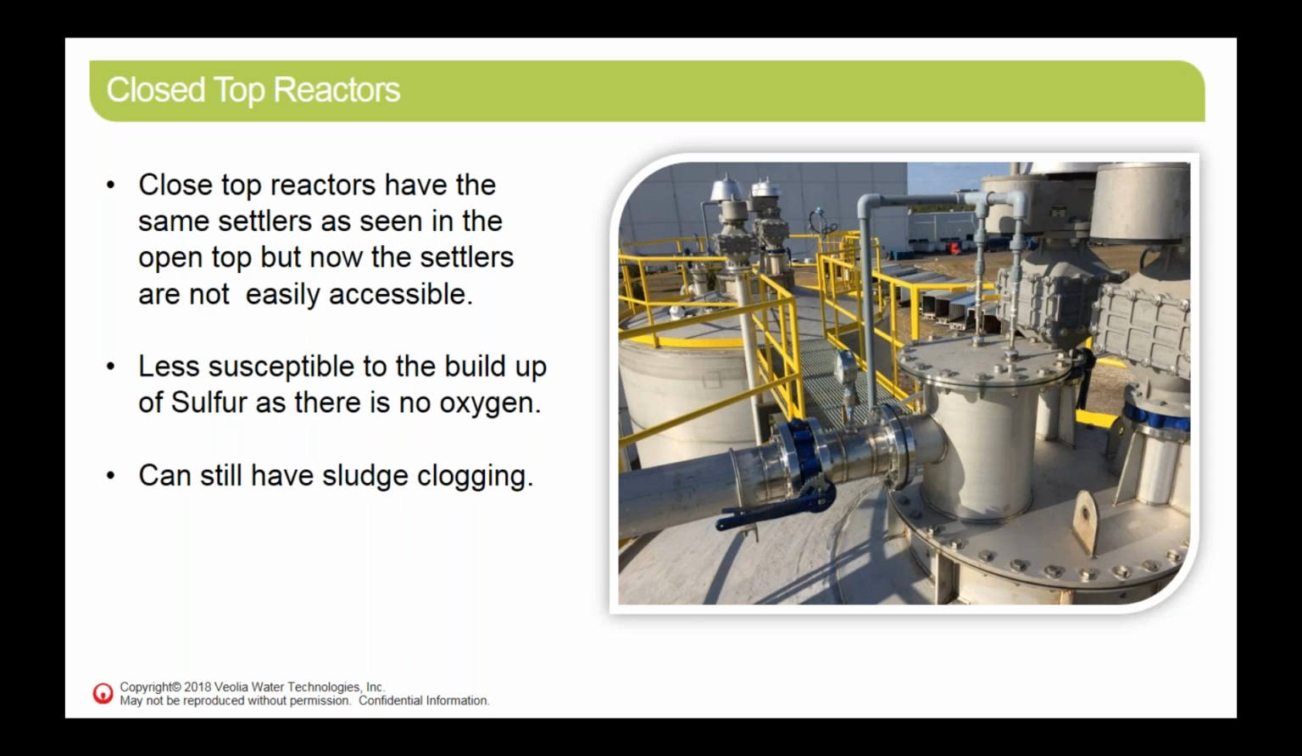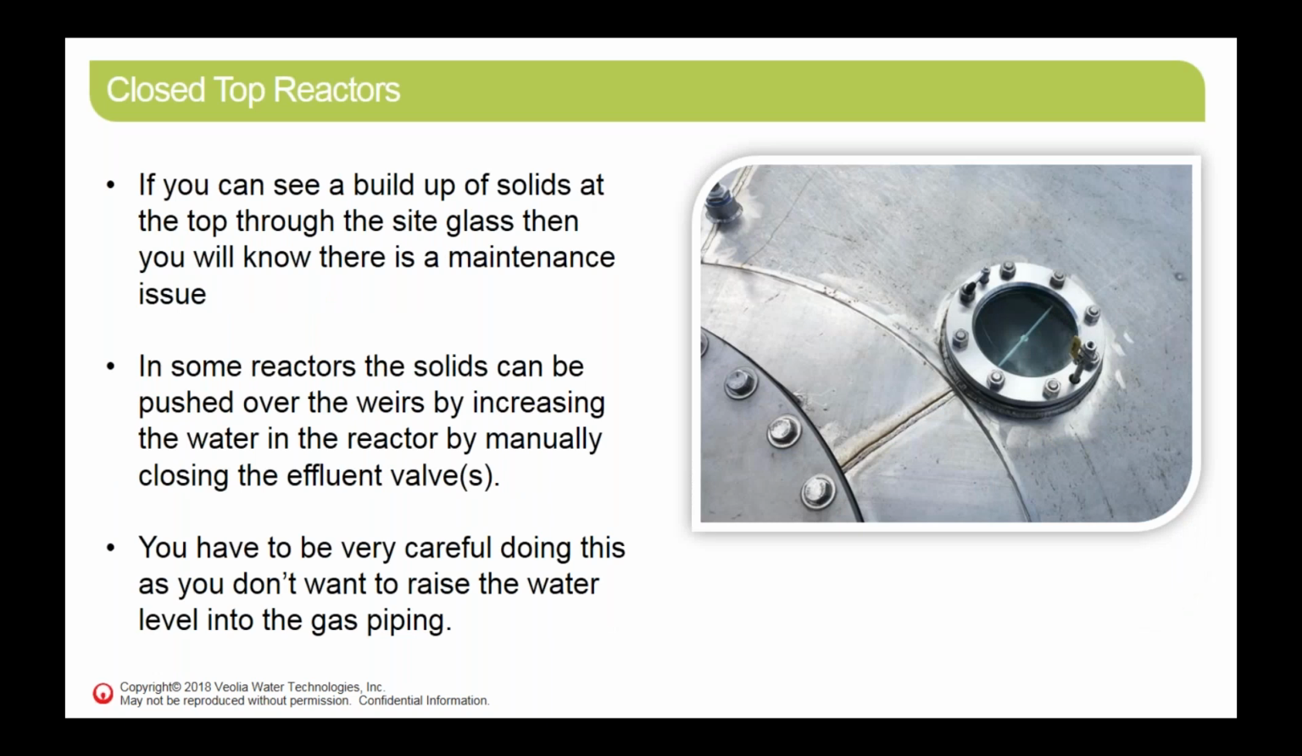If you go to the next slide. Some systems do have viewports that you can use to take a look and see if you have issues with settlers in a closed-top system. If you think you're having settler issues, the only thing to do then would be to take the system down and pop the top manway and go in. That's a little bit more difficult, and obviously you're going to need some downtime.